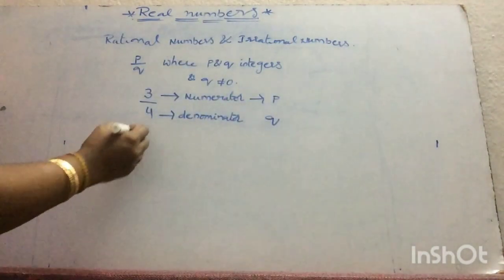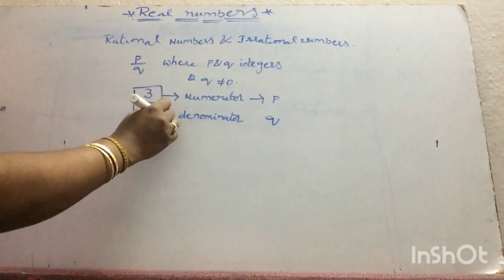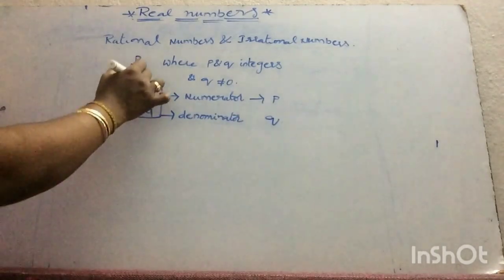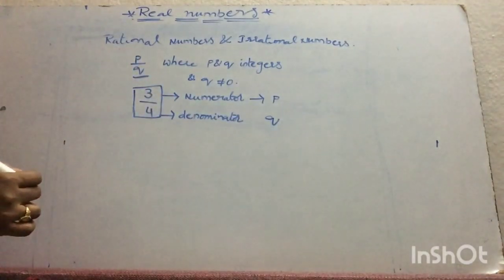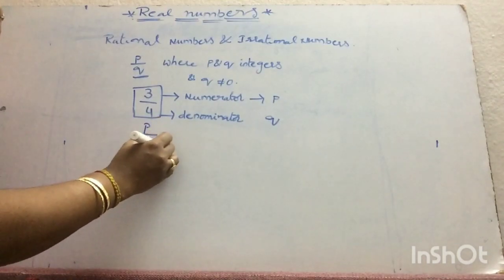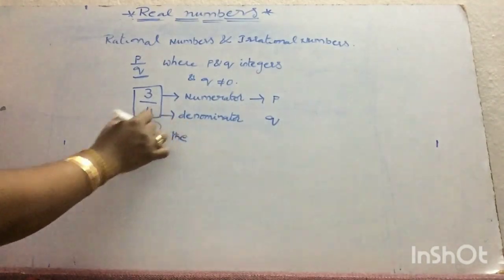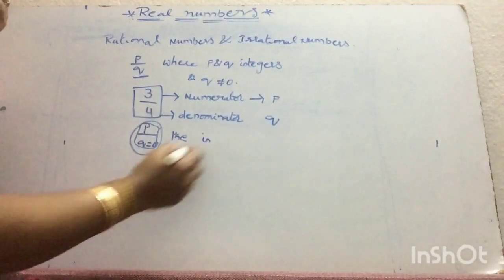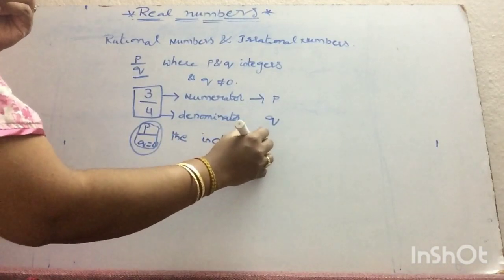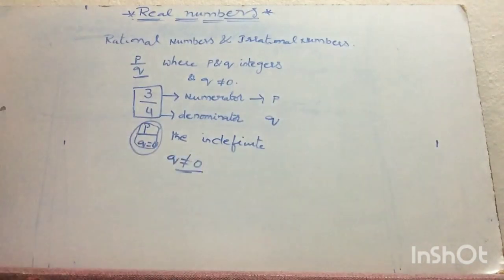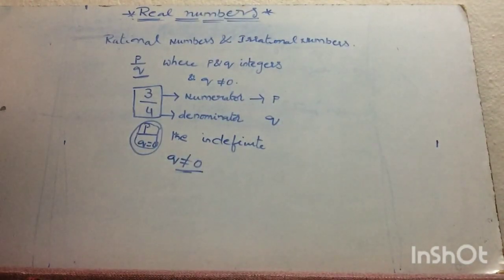So a number which is in the form of p by q is known as a rational number. But here q is not equal to 0. Why? Because if q is equal to 0, then this value is indefinite. So q is always a positive number.